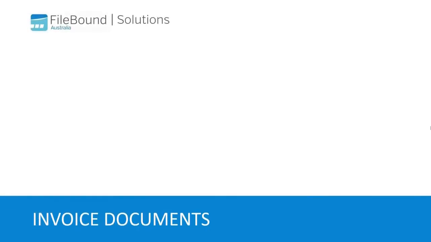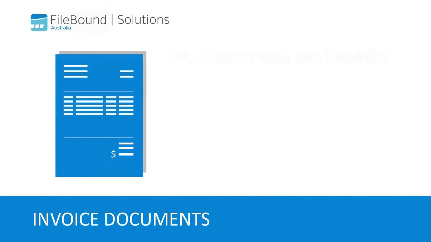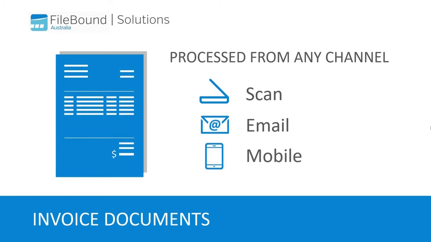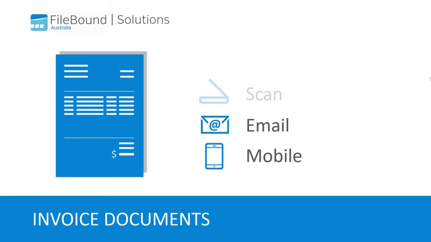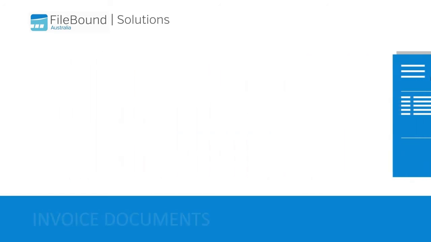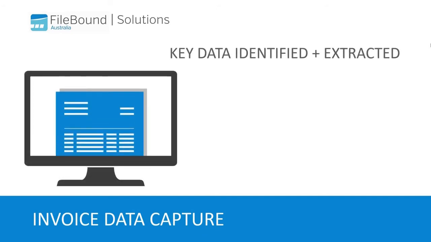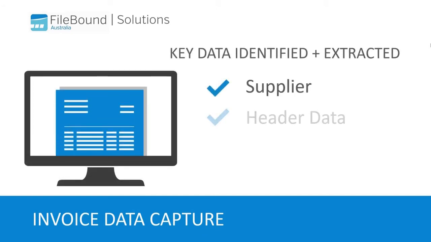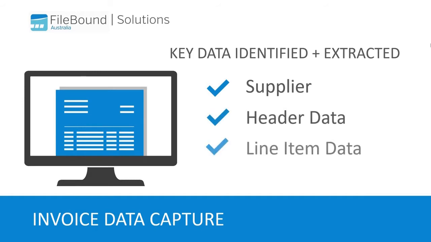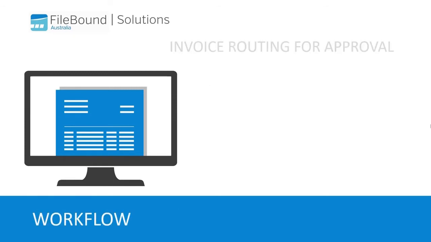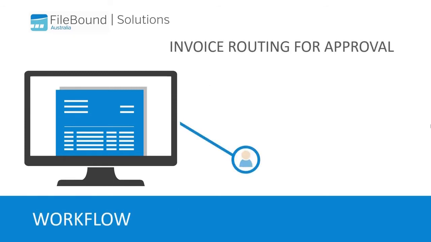So firstly, we need to start with invoice data capture. This can be achieved via scanning on your multifunction device, saving email attachments, or via a mobile device. Now with our advanced capture platform, we will identify the key data for extraction, as an example, who the supplier is, all the header data, plus optional line item information. Once capture is complete, we will migrate the invoices to FileBound and start the accounts payable workflow process.